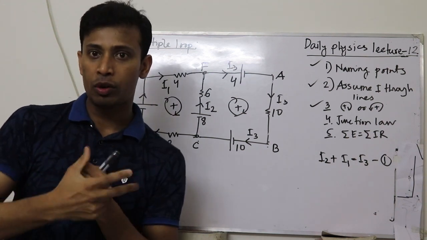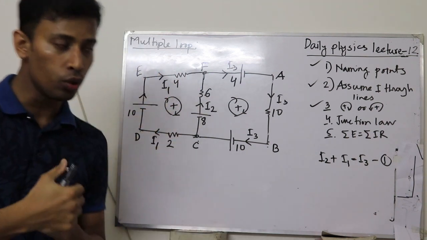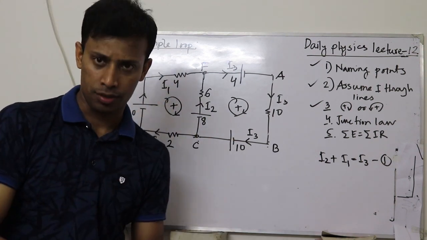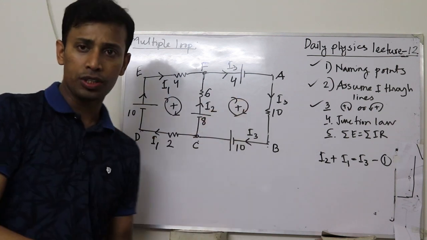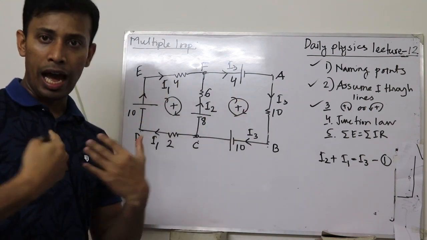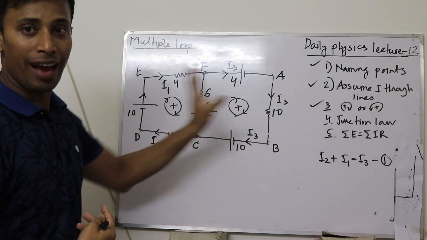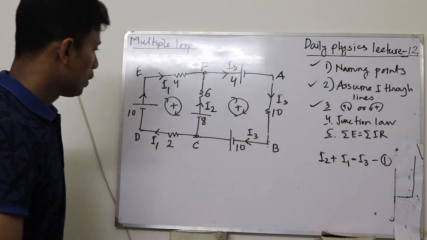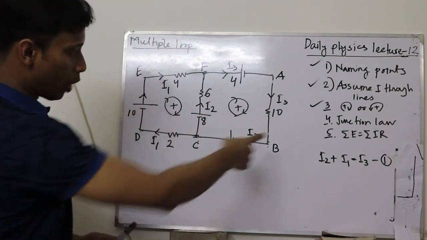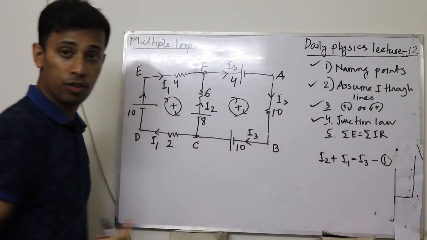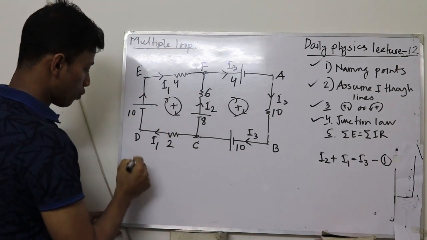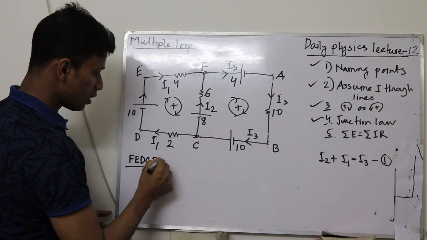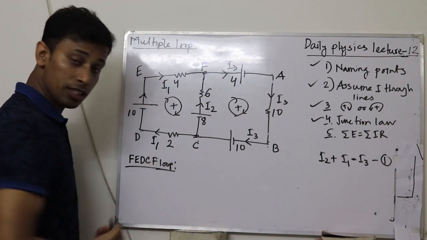As you have 3 loops, you have to choose at least 2 for 2 equations. You can choose any of the following. Among these 3 loops, you can choose any 2. I am choosing the left small loop and the right small loop. This is all about me. You can choose the large one if you want. So the left loop, we are exactly into step 5. Left loop: F, E, D, C, F. This is the loop.